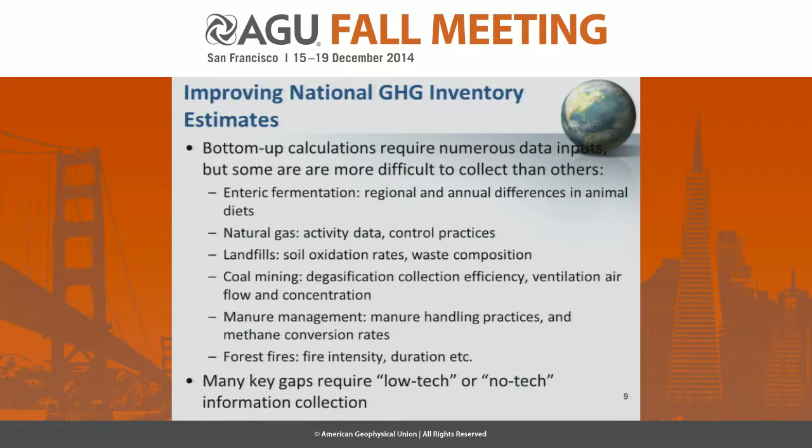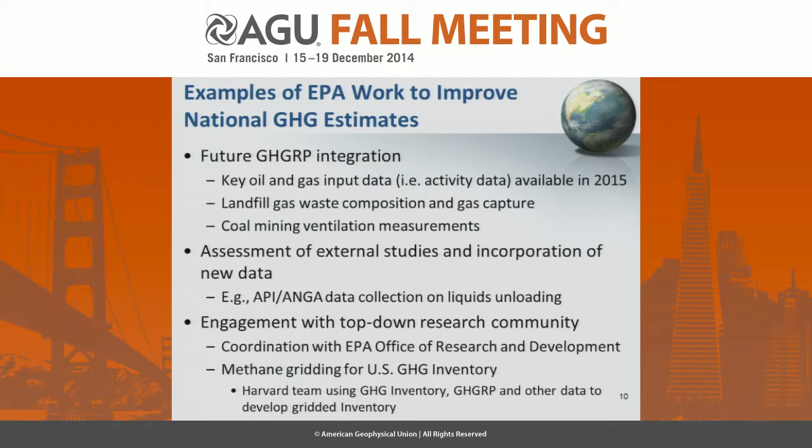So bottom-up calculations require numerous data inputs, but some are more difficult to collect than others. And a lot of the key gaps that we have in the inventory require low-tech or no-tech information collection. So some of the key information that can be used to update the inventory includes things like more detailed information on animal diets, on landfill soil oxidation rates, activity data and control practices for natural gas. These are all methane sources. That's because I work on methane, but the issues are similar across the different sources.